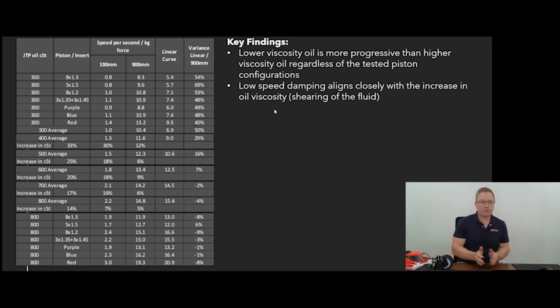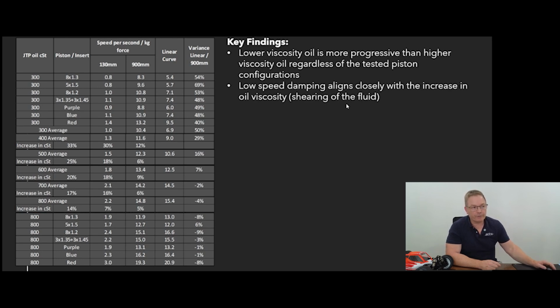Low speed damping aligns closely with the oil viscosity, which aligns to the theory of a laminar shear type of flow. When they determine an oil viscosity in centistokes, they basically put it in a cup and let it flow under gravity, and they time how long it takes to empty the cup, or where it becomes not a smooth flow. There's a lot more to it, but essentially it's its resistance to moving, and it's a shear resistance. So it sort of falls in line with that type of theory.